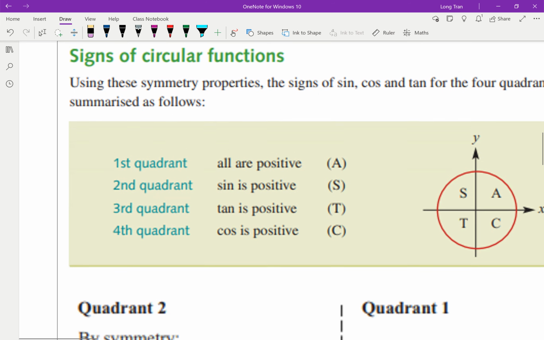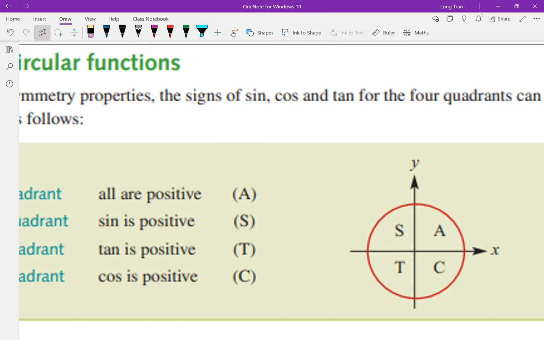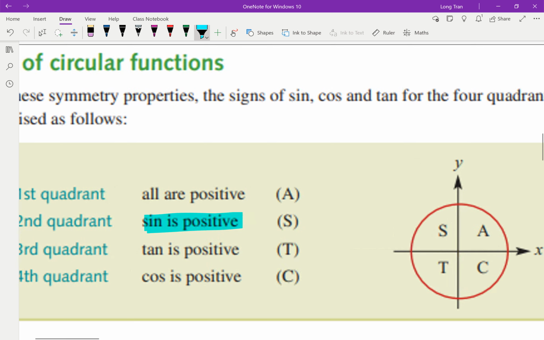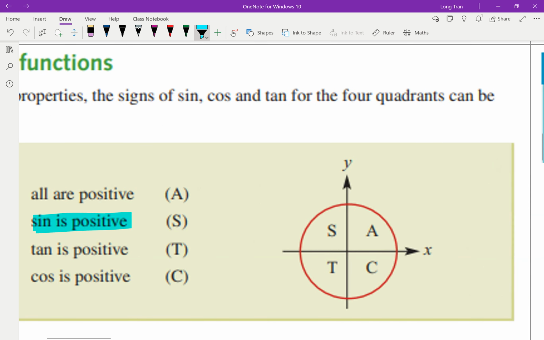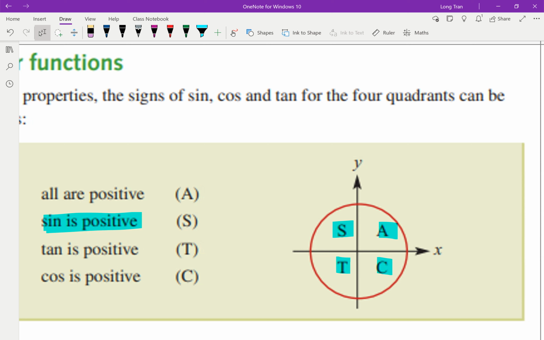You don't have to memorize it because there is an acronym to help you memorize this, where they give you this chart here. They call it the ASTC. And notice they say sine is positive in quadrant 2. Sometimes they say the acronym is all student teachers crap. I'm pretty sure you can make up your own acronyms there. That's the one I remembered when I was in high school.